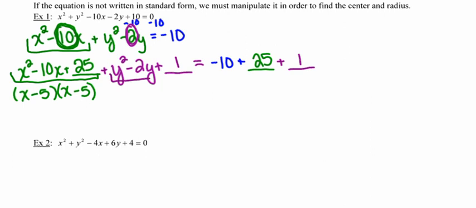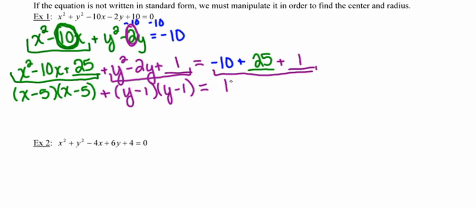And I'm going to factor the three terms with the y's. Again, I'm looking for factors of positive 1 that add up to negative 2. So y minus 1 times y minus 1. And when I combine the terms on the right side of my equation, I end up with 16.